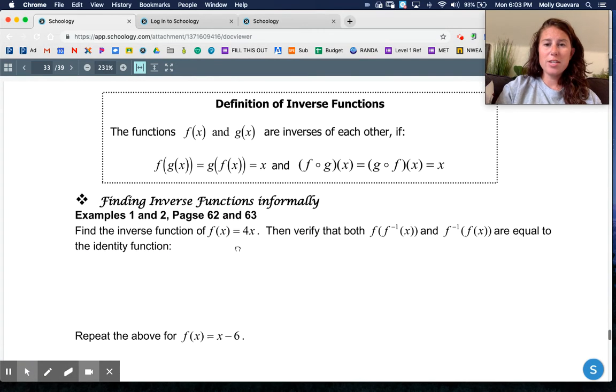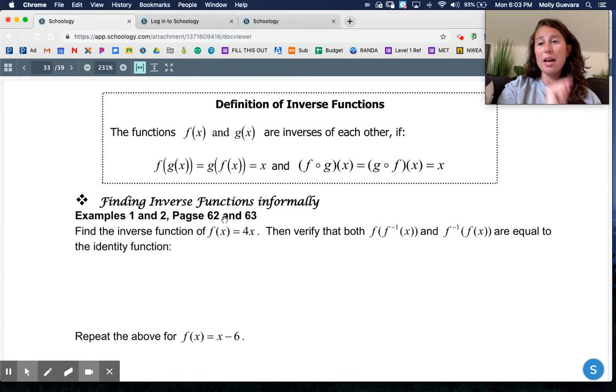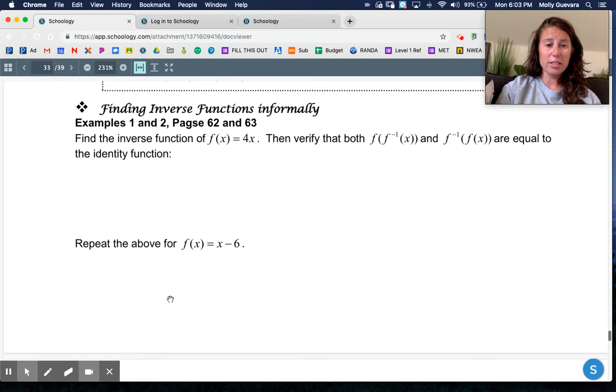Now, the definition of the inverse function is if I have two functions, f and g, and I plug g into f, and I get out x, my final answer is x, and then I plug f into g, and I get out x. Sorry, that's my dog. If I get out x both times, then they are inverse functions of each other. I'm going to show you what that means here on our first example.